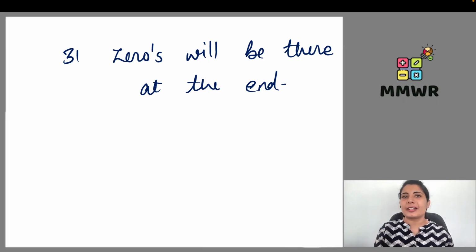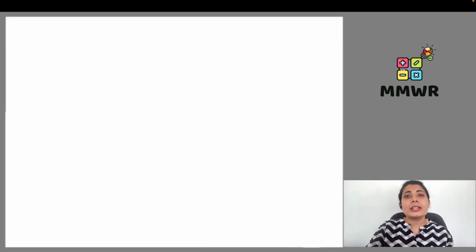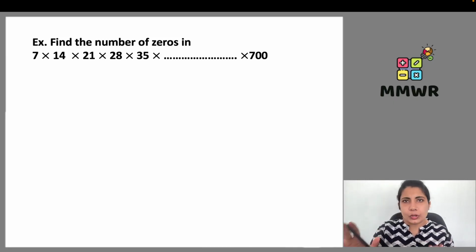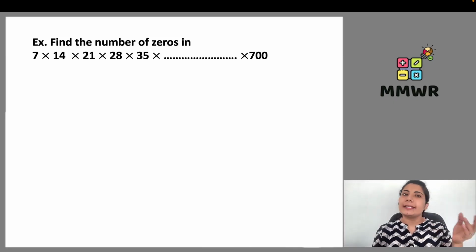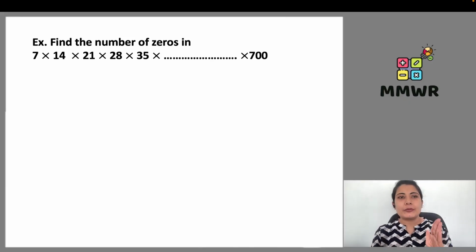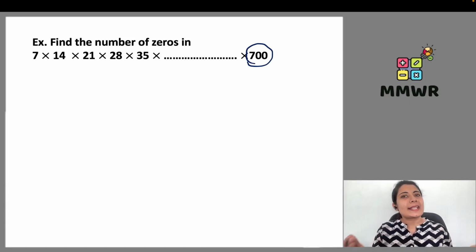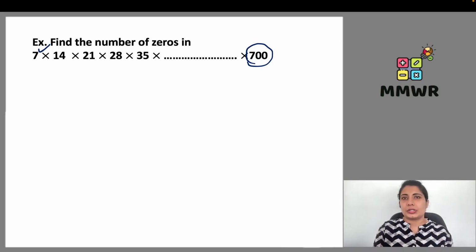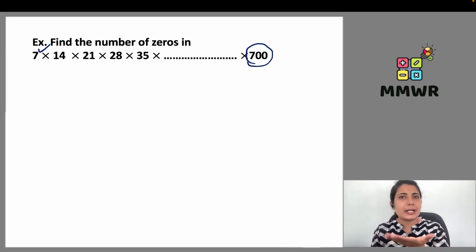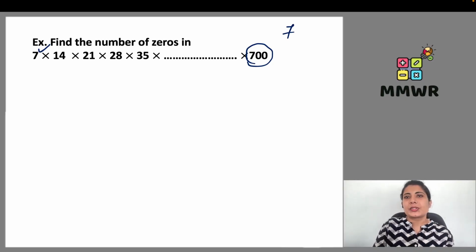I hope it's clear now, right? We will have other examples as well in which we do not have only the multiples of 2. Here we have multiples of 7: 7 multiply 14 multiply 21 multiply 28. So this time the last number will be divided by exactly 7, because it's the multiple of 7 we have written. So 700 divided by 7 gives me 100.